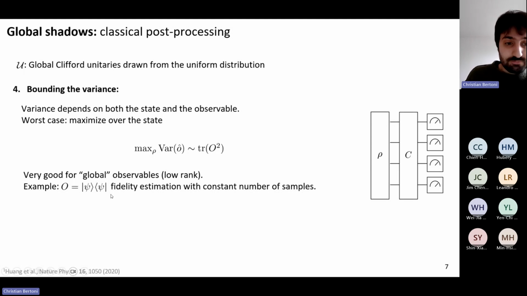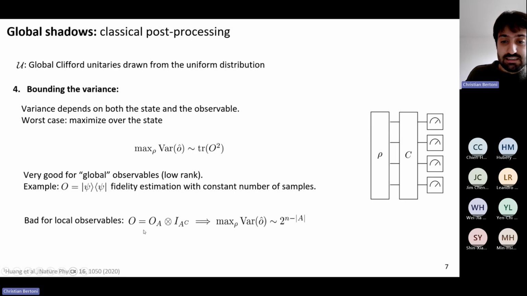On the other hand, if we were interested in estimating a local observable, this would be bad news, because say that our observable is local to some region A of the lattice and it's the identity everywhere else, there will be here an exponentially large term in the size of this A complement. And so in general, we will need exponentially many samples to do this. And this is it for the global shadows.